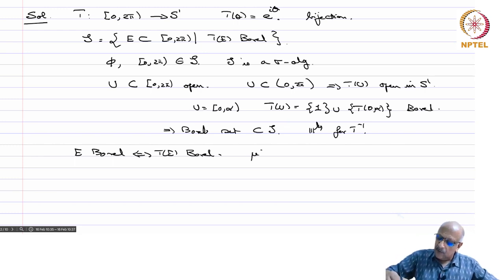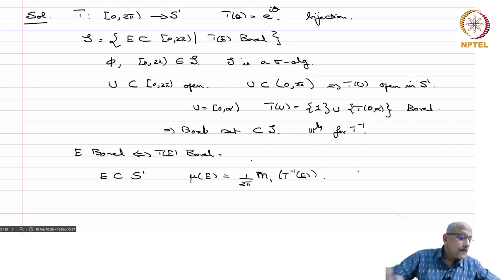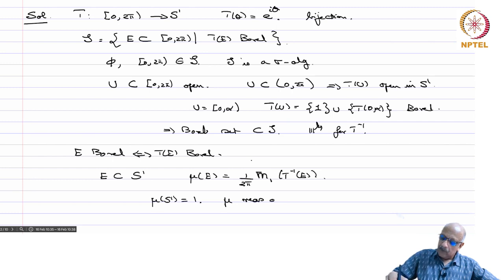Now you take E in S1, and then you define mu of E as 1 by 2 pi of M1 of T inverse of E. Then of course mu of S1 equals 1, and mu is a measure on S1.